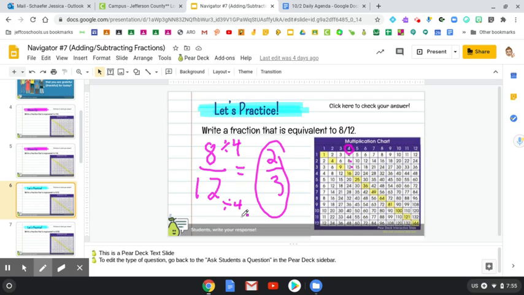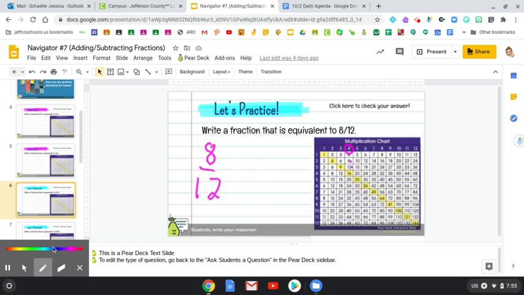I don't have to divide, though. I could have also multiplied. So if I choose multiplication, I could multiply by any number. Maybe I want to do by 2. So if I multiply it by 2 on the top, I'm going to also multiply by 2 on the bottom. 8 times 2 is 16, and 12 times 2 is 24. This is another equivalent fraction. You just have to come up with one.